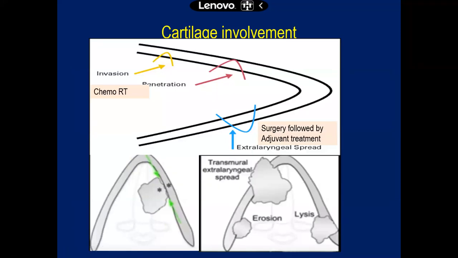Now, there are situations where the cartilage, now coming to the juicy bit, this is the cartilage involvement. If you have an inner cortex involvement, it is T3. This is abutment.